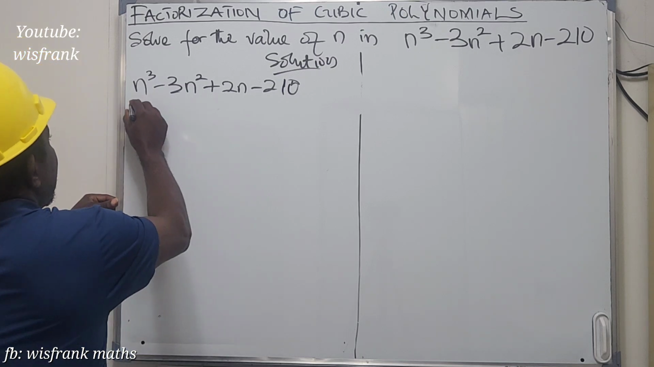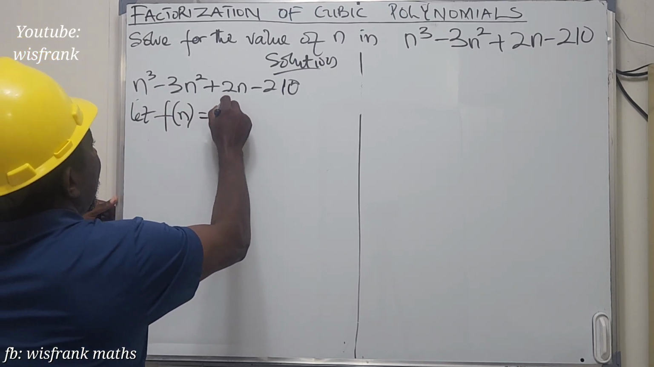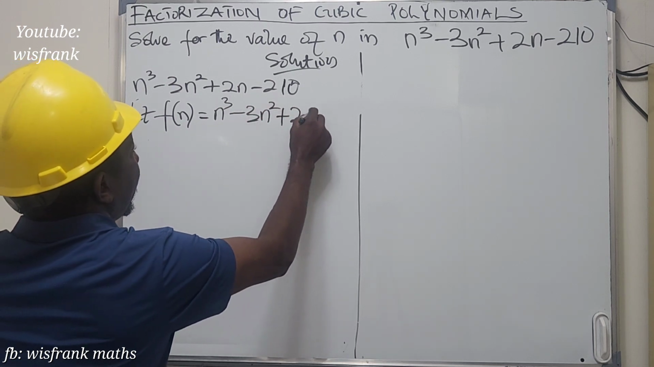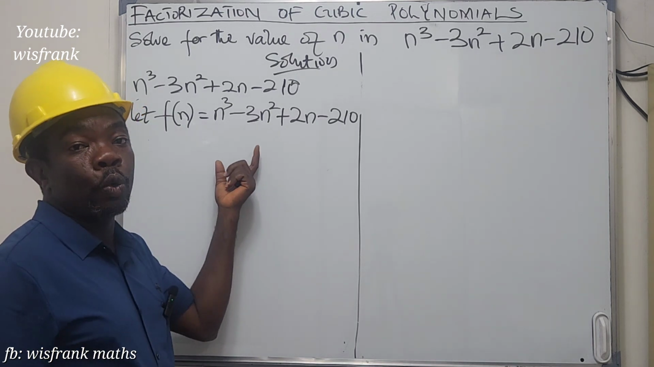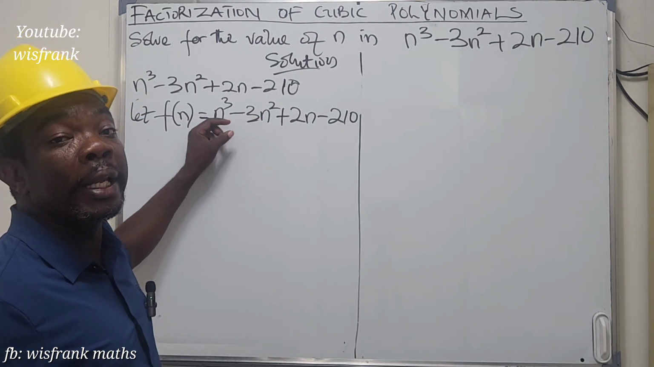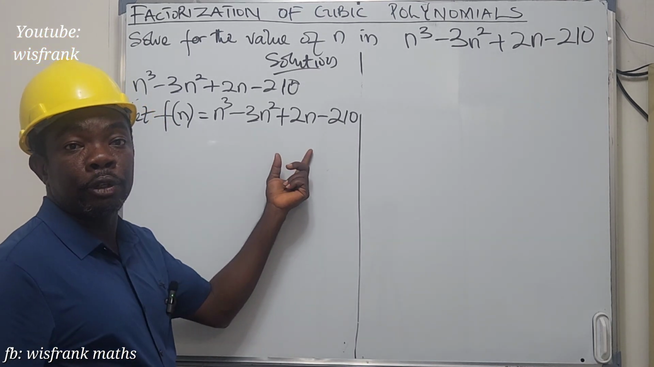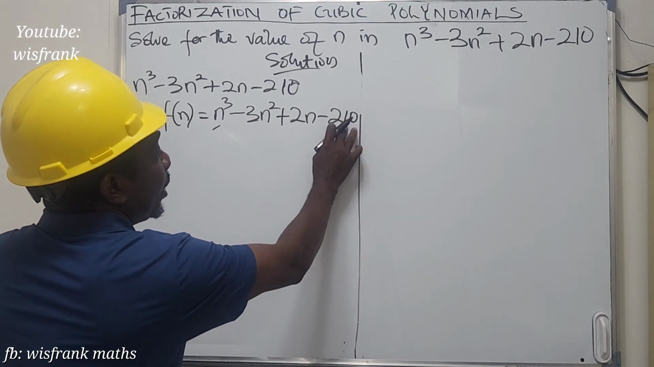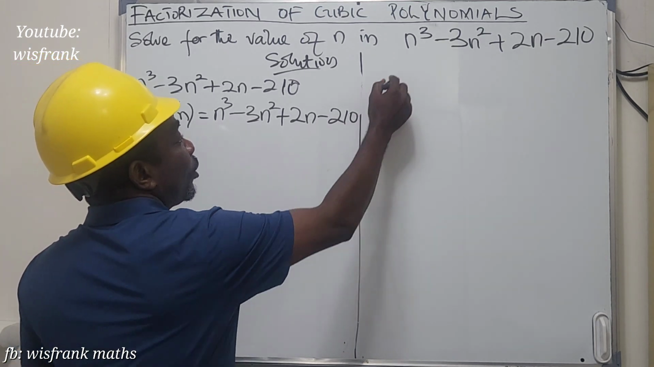We'll say let f of n equal n to the power of 3 minus 3n to the power of 2 plus 2n minus 210. The function of n will be equal to 0 when we have the right value of n substituted in this equation. Before we continue, we'll look at the product, because this is the quotient and this is the product. So in this case, we are going to look at the factors of this product. What are the factors of the product?